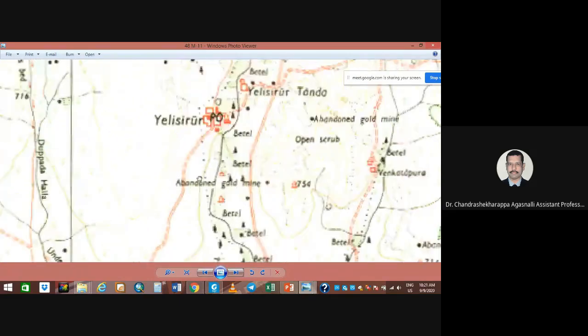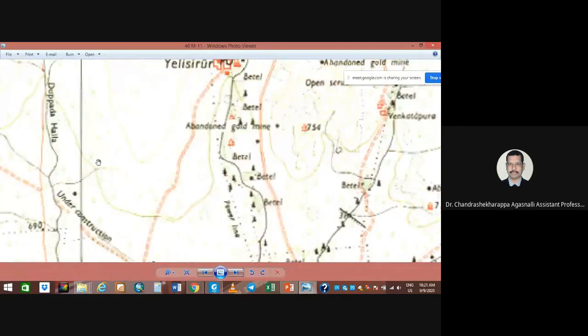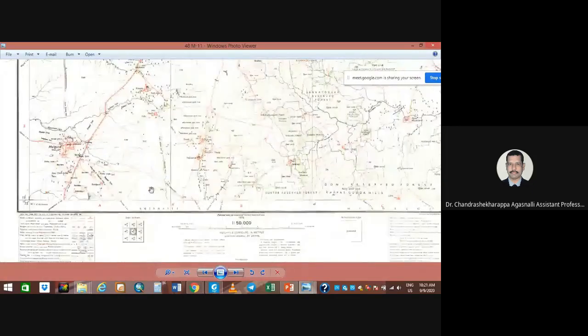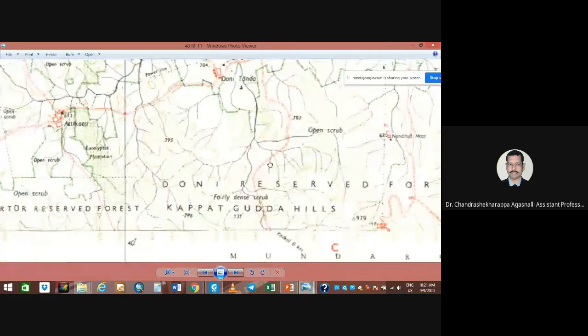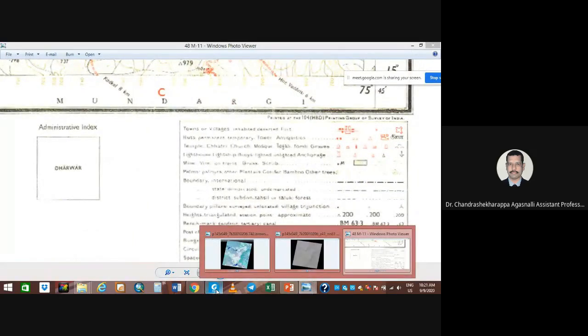This contour is flowing here, and this area is completely at 700 meters. Especially where the contours are showing a lot of variation, where there are hills and valleys, you will get very closely spaced contours. Let me show you this.